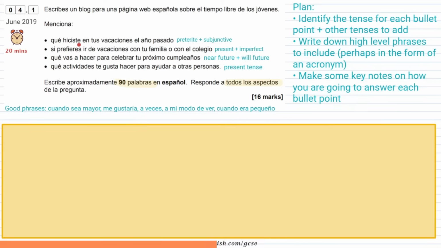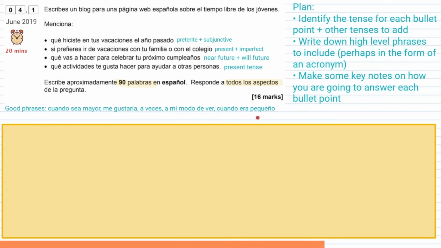Then the next bullet point, si prefieres ir de vacaciones con tu familia o con el colegio, is in the pretérito tense. To add complexity, I would add another tense, let's say the imperfect for this example. The third bullet point, ¿qué vas a hacer para celebrar tu próximo cumpleaños?, is in the near future. And you don't need additional tenses for each bullet point. But if you are confident in using a wider variety of tenses, I would recommend it, so let's use the will future tense. And lastly, ¿qué actividades te gusta hacer para ayudar a otras personas?, is in the present tense. And I won't use another tense here.